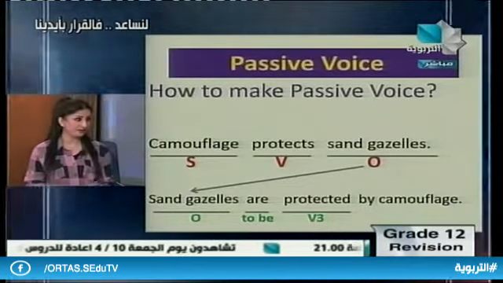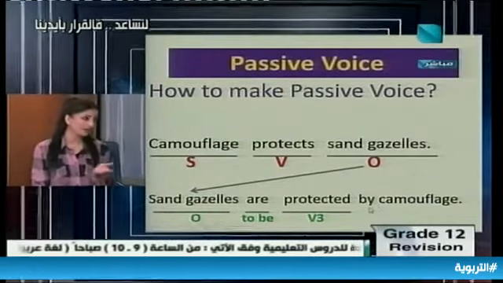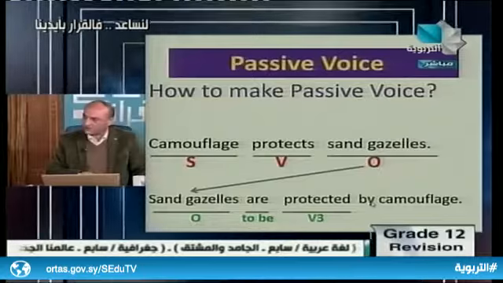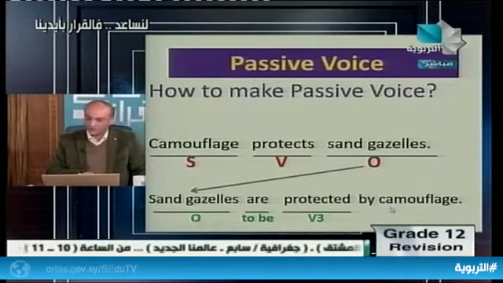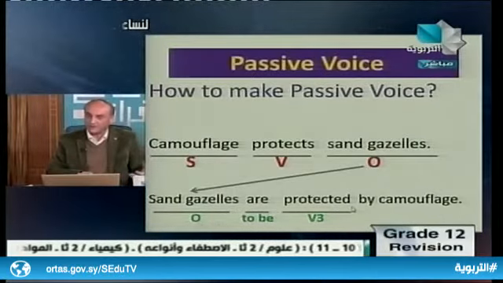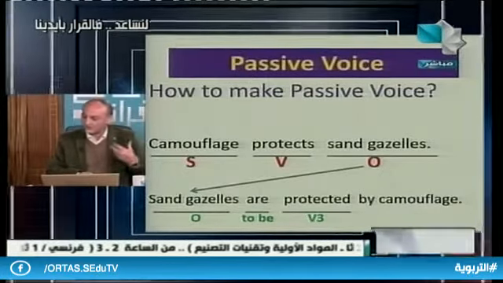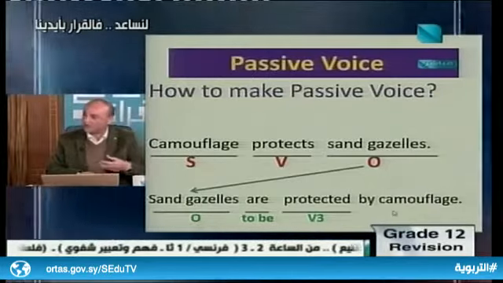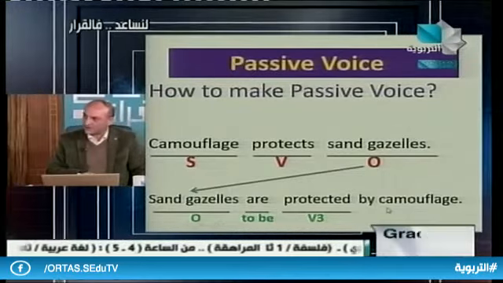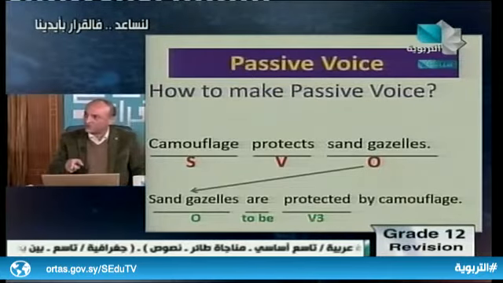Is it necessary, Miss Mariam, to mention the doer? We have many cases. If we don't know the doer or the agent, we don't mention it. But here it is mentioned. It's necessary to mention it to complete the information, because if we stop here, sand gazelles are protected, full stop, we feel that the information here is not complete. So that's why we have to mention the agent in the passive. Of course, in other cases, it's not necessary, as you said, to mention the doer of the action when it is clear or obvious. But here it is not, so we have to mention it.